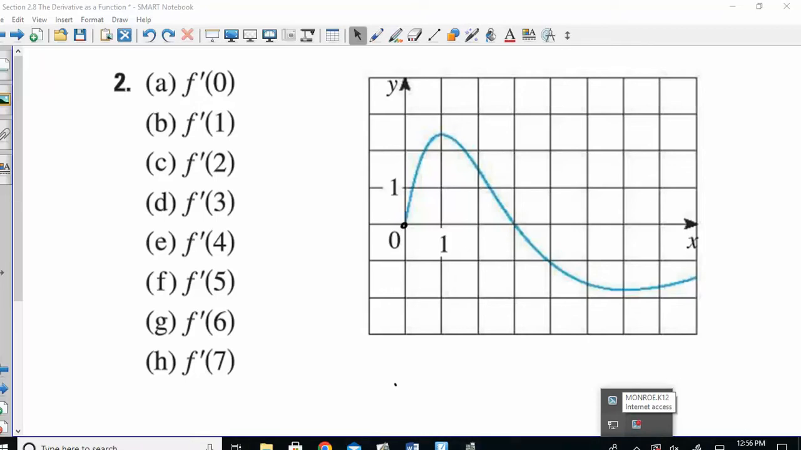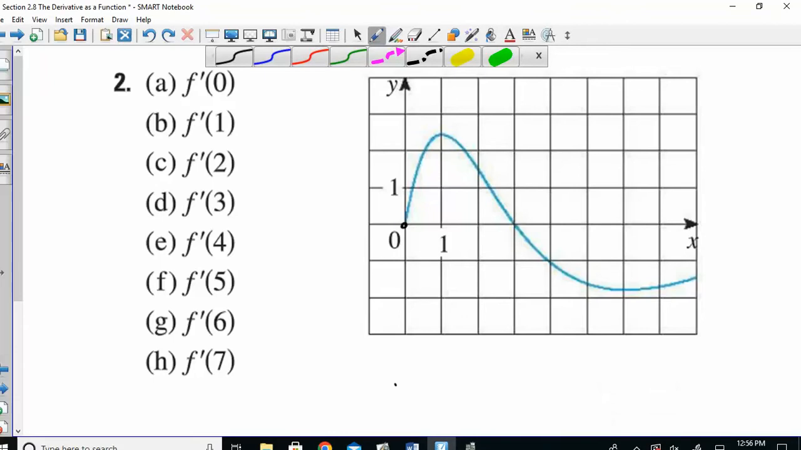All right, so the first one, f prime of 0. It's asking me to estimate what the derivative is when x is 0. We know the derivative is the slope of the tangent line, so we are going to do our best to draw a tangent line at 0. I say do our best because it's not going to be perfect. A tangent line follows the shape of the curve, pretty much only hitting the graph at that point.